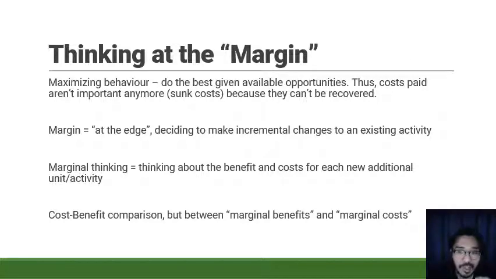So this is when we see marginal thinking come in, wherein the cost paid isn't quite as important anymore because these are costs that you can't control. These are things that you can't recover anymore, and these are what we call sunk costs. So when we think about margins, it's normally associated with things that are at the edge. In terms of economics, what this means is looking at decisions made to make incremental changes to an existing activity.